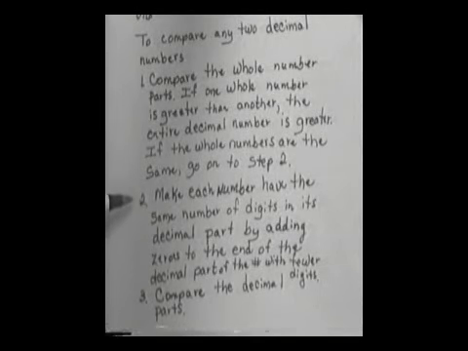The second rule says, if your whole numbers are the same, then you go on to step 2. Make each number have the same number of digits in the decimal part by adding zeros to the end of the decimal part of the number that has fewer digits. So whichever number has fewer digits behind the decimal, add enough zeros to make it look like the other one. Then once you do that, you can compare the decimal parts.